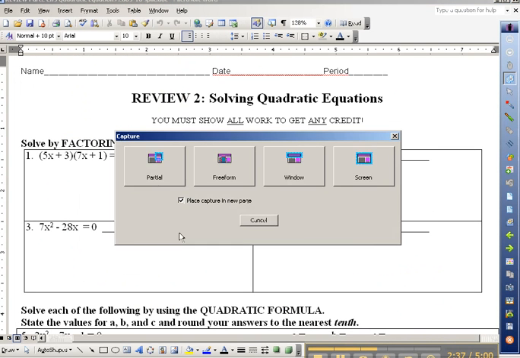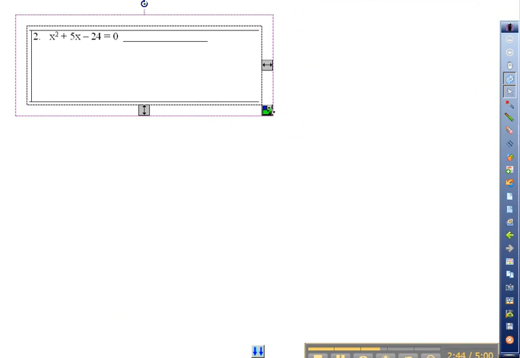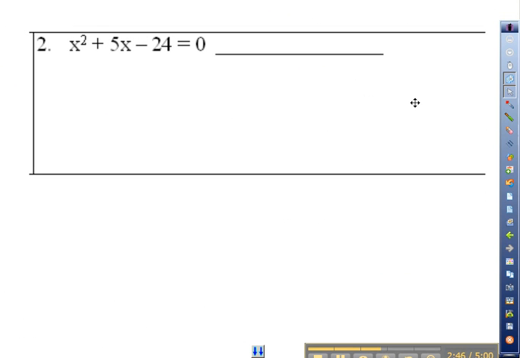Number 2. We're solving by what method? Factoring. Is this in factored form? No, so we're going to have to factor it.